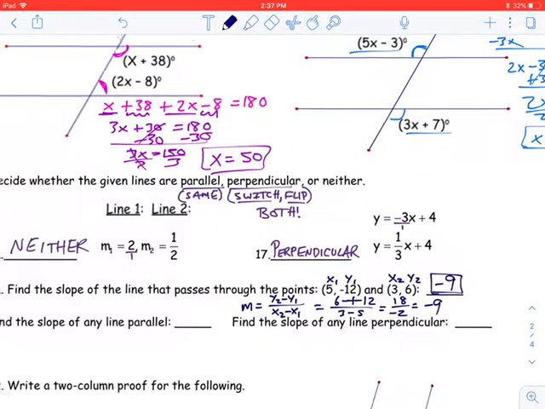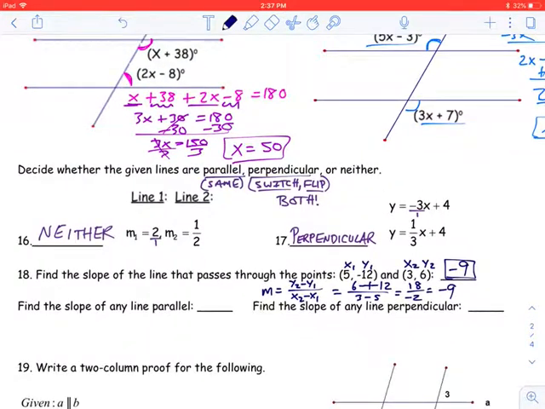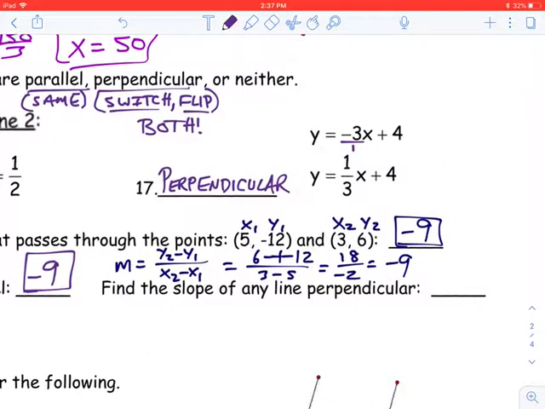And so the next two questions ask, find the slope of any line that's parallel. Well, if it's parallel, it's going to be the exact same, so negative 9. Find the slope of any line that's perpendicular. Well, that means it's changed signs and flipped, so positive 1 over 9.